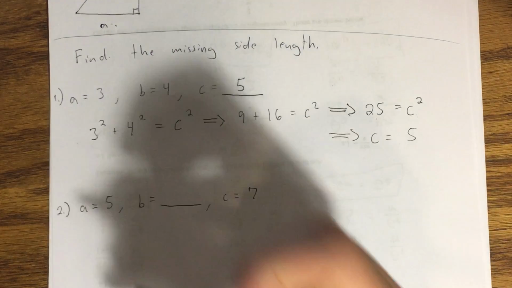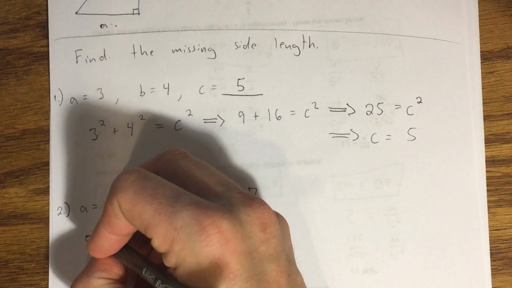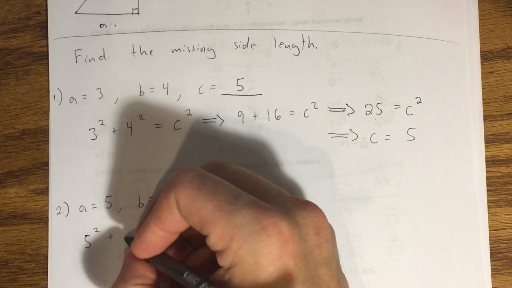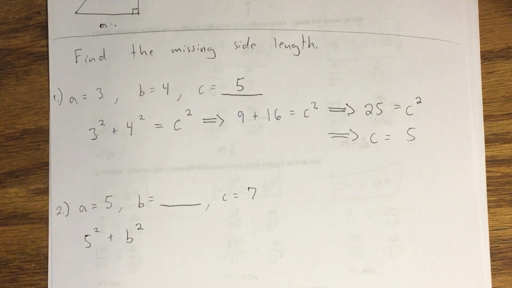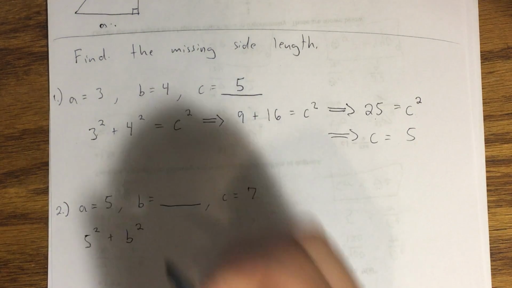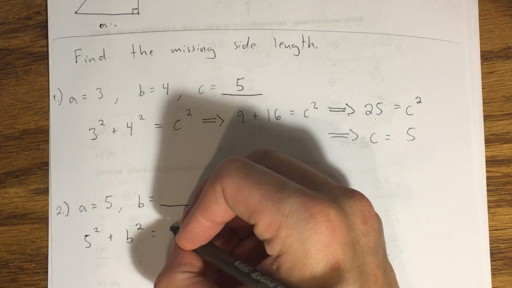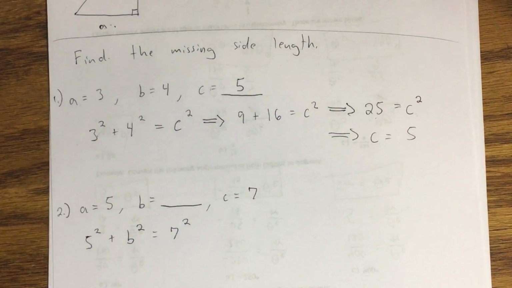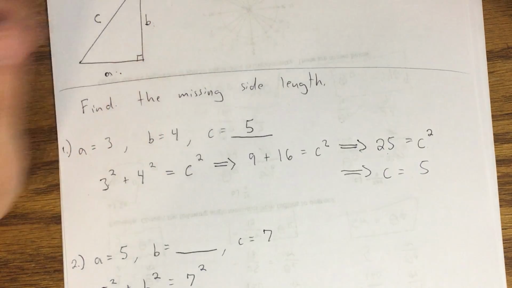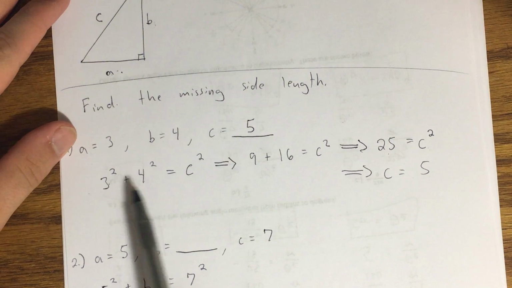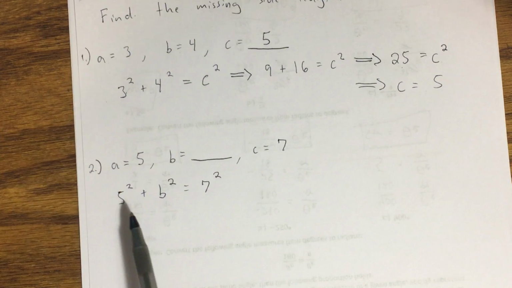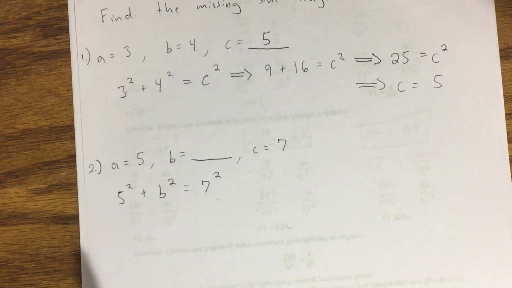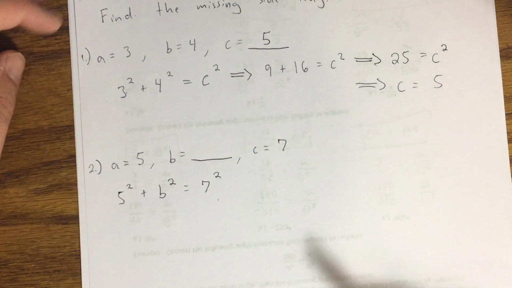So I know A, it's 5 squared. I do not know B, so we just call it B. That gives me 5 squared plus B squared. That should equal C squared, or 7 squared. Notice the difference between the last problem and this one. In the last problem, both constants were on the left-hand side of the equation, whereas here, one constant is on the left side, one is on the right side. That means the solution to this we're going to find in a slightly different way.